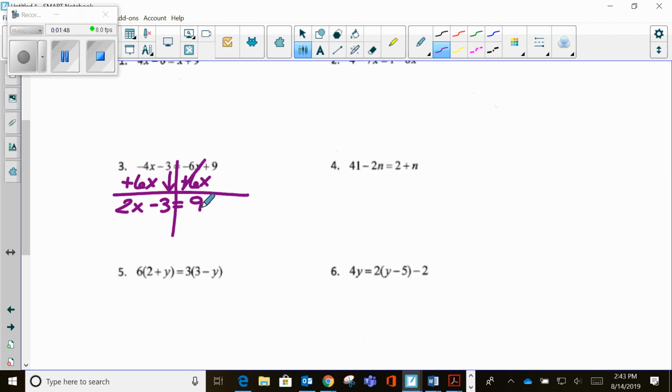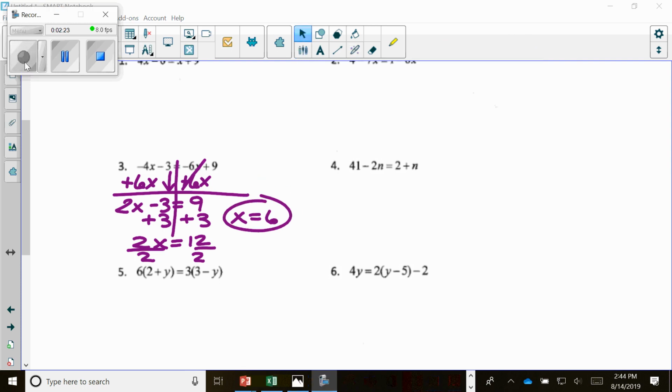Now it is just a two-step equation. So we are going to isolate the variable by moving addition and subtraction. So I'm going to move this subtract 3 to the other side by using inverse operations. So I'm going to add 3, and I get 2x equals 12. Then I have to finally divide by 2 to get x by itself. My answer is x equals 6.